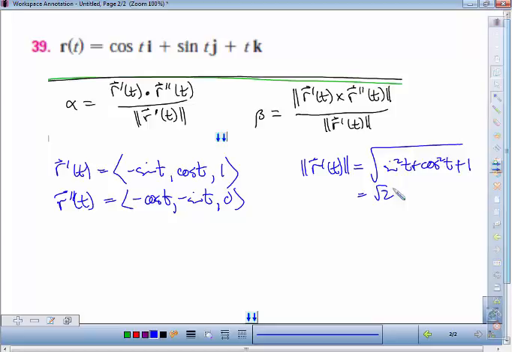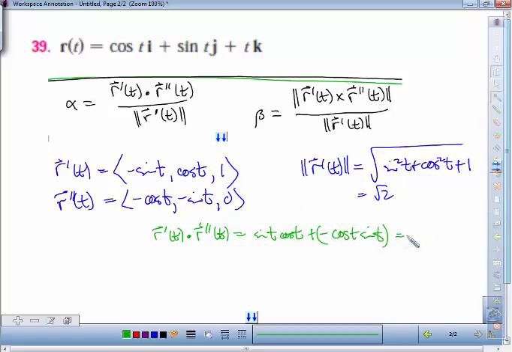And then we need the dot product. r prime of t dotted with r double prime of t. So this is going to give us a scalar. And we just multiply. So we have a negative and negative is a positive, sine t, cosine t, plus we have a negative and a positive, so that's a negative, cosine t, sine t. Looks like those two will cancel. And then we multiply this, we get 0. Ooh, 0.